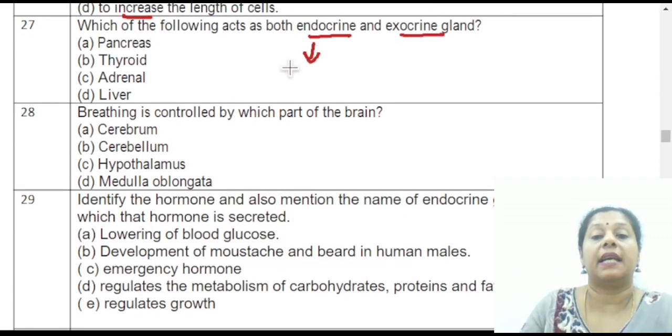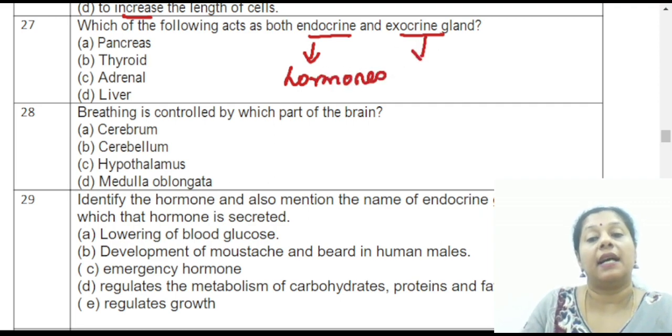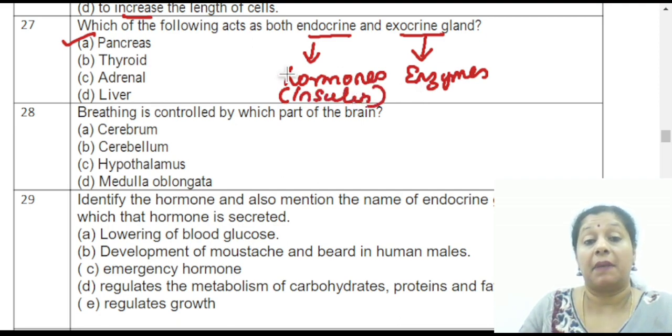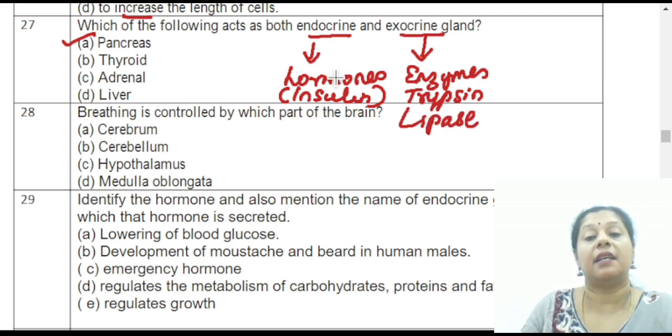Endocrine glands mean secreting hormones. Exocrine glands mean secreting enzymes. So the pancreas can secrete a hormone, insulin. Whereas the pancreas can also secrete digestive enzymes like trypsin and lipase. So since it can secrete both, it is a heterocrine gland.